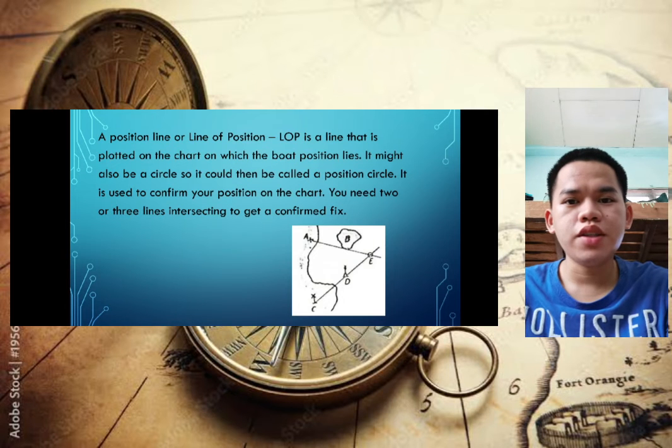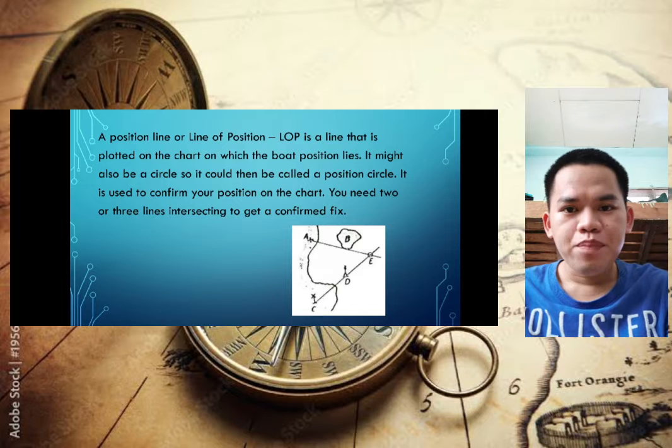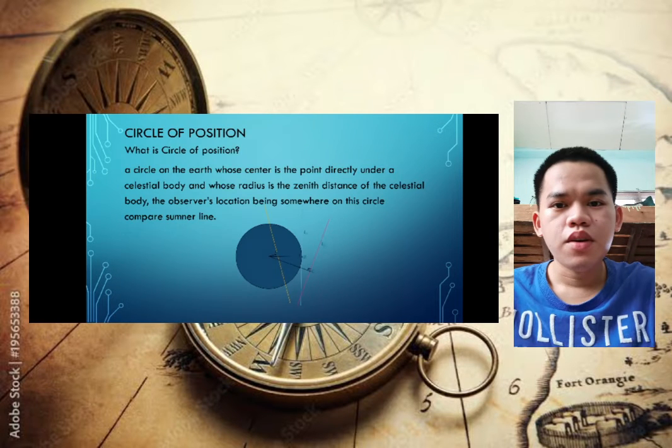A position line or line of position, LOP, is a line that is plotted on the chart on which the boat's position lies. It might also be a circle, so it could then be called a position circle. It is used to confirm your position on the chart. You need 2-3 lines intersecting to get a confirmed fix.